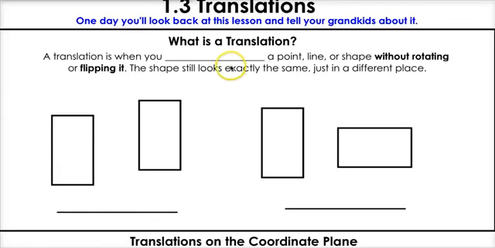Welcome to lesson 1.3, Little Dragons. We're going to be talking all about translations. This is one of the 4 types of transformations that we talked about in the last lesson. But we're going deeper this time. So what is a translation?